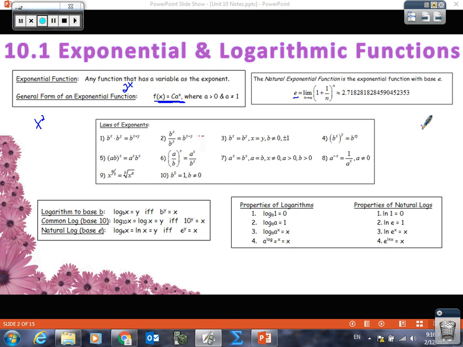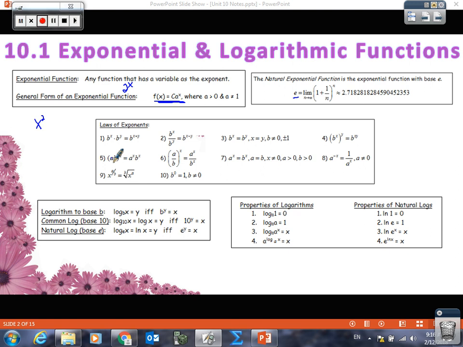Let's look at them. When I have a common base and I am multiplying them together, I add their exponents. That's a rule. These things need to be embedded in your memory, like 1 plus 1. So that's what happens when we multiply common bases. When we divide common bases, we subtract the exponents. That's just the rule.